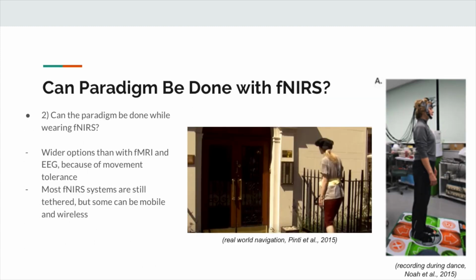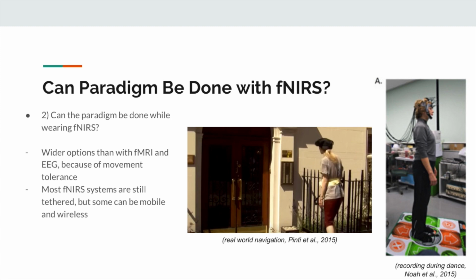Now, the second question you want to ask yourself, if you decided that fNIRS is probably what you want to use, is: can the paradigm you're thinking of be done while wearing fNIRS? Again, this has wider options for you than with fMRI and EEG because you have a lot more motion tolerance. Some examples I found would be from Antonia Hamilton's lab at UCL, where they literally put a NIRS system on someone and have them walk around outside because they're studying real-world navigation and place memory. And other labs have people do things like juggling or dance to study movement and athletic psychology.